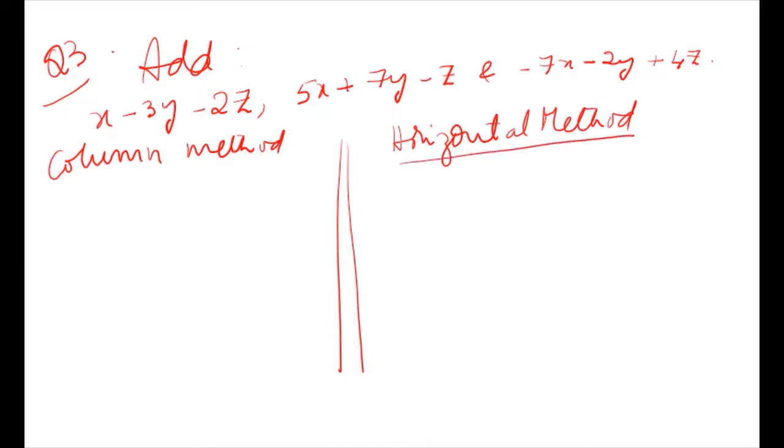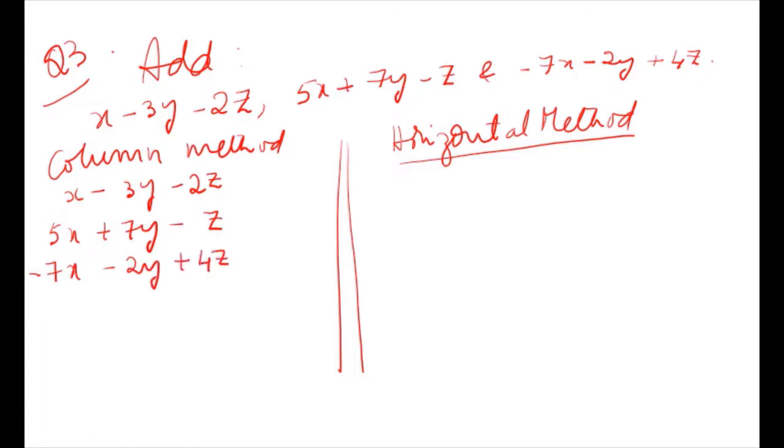Now in column method we write the first as it is, x minus 3y minus 2z. Then the next expression 5x plus 7y minus z. Then the third expression minus 7x minus 2y plus 4z. So you add column wise. Plus x, there is nothing, means 1. 1 plus 5, 6. 6 and minus 7 is minus 1x. Whether you write minus 1x or simply x, it means same.